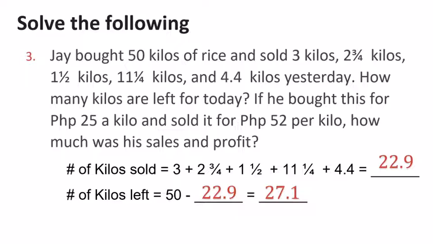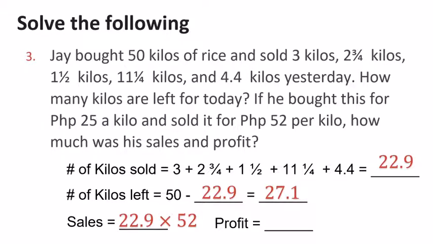The amount of sales is 22.9 times 52 pesos, which is the amount per kilo. He sold 22.9 kilos at 52 pesos per kilo, so just multiply the two and you have the answer. 22.9 times 52, the sales is 1,190 pesos and 80 cents.